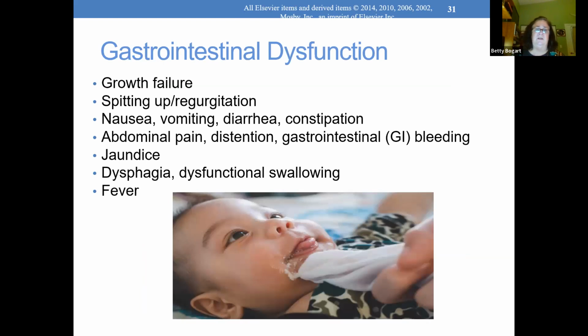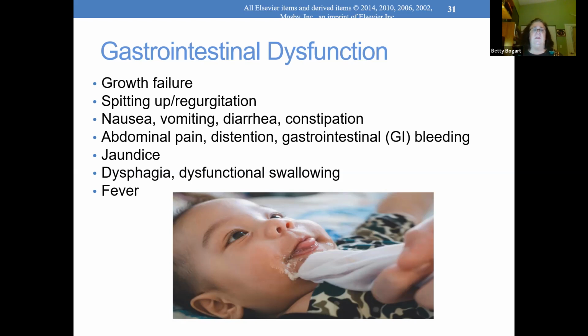GI dysfunction can lead to growth failure because we're spitting up food, we're spitting up stuff that should be calories and nutrition, and we're not getting it. Therefore, you're not getting what you need. Therefore, there's going to be growth failure. We can have nausea, vomiting, diarrhea, constipation, abdominal pain, gas, distension. All of these things can come from GI dysfunction. Jaundice, I mean, the liver is right there in the common duct. If things happen with the liver, it's going to cause jaundice.